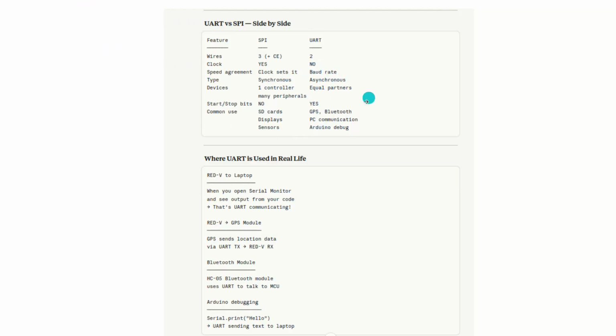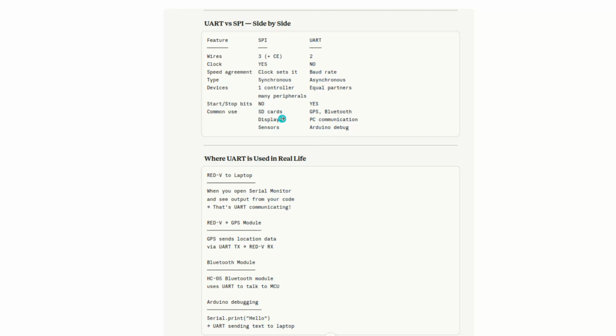There are two asynchronous devices as equal partners, not like one controller and many peripherals. In SPI it was one controller and many peripherals, but here there are two equal devices. Here, if you see, the common use in SPI is SD cards, displays and sensors, but UART is used between Bluetooth connections, PC communication, Arduino debugging and GPS. These are the places where UART is used.